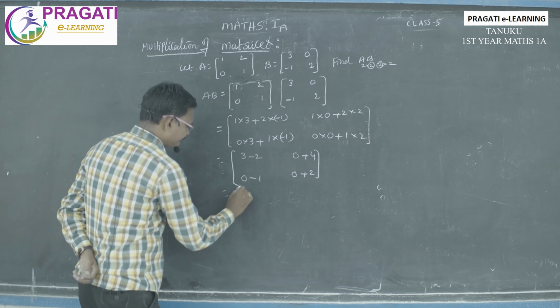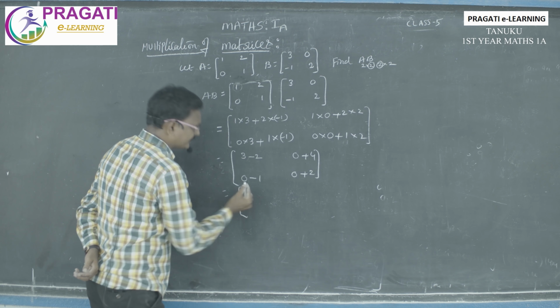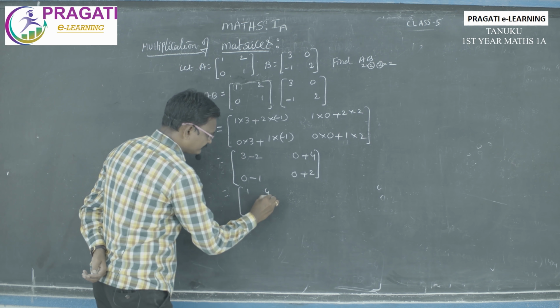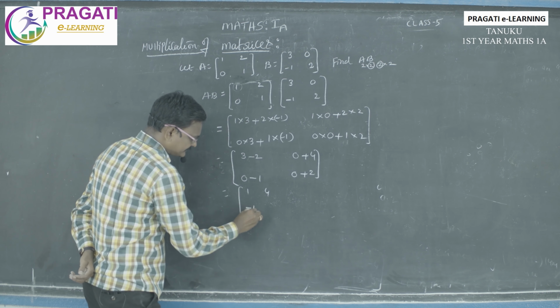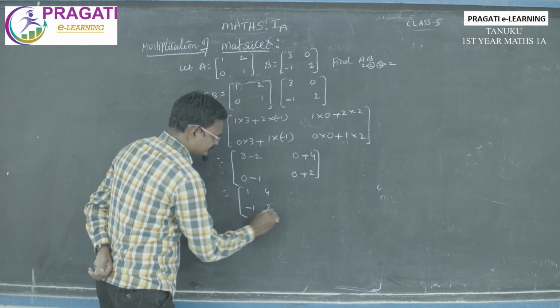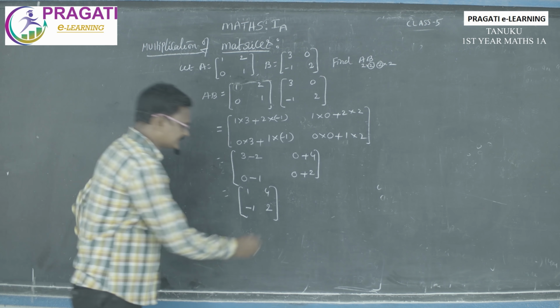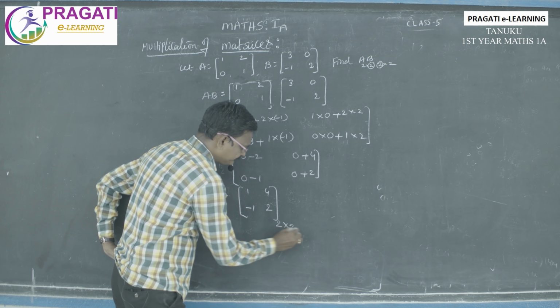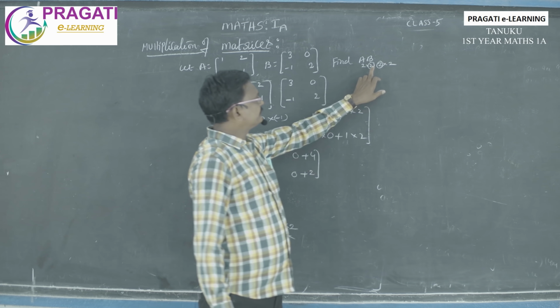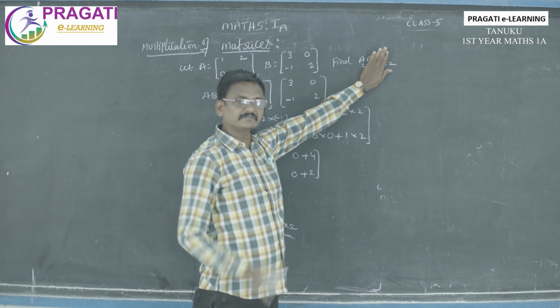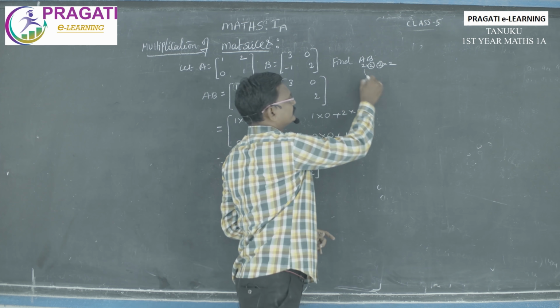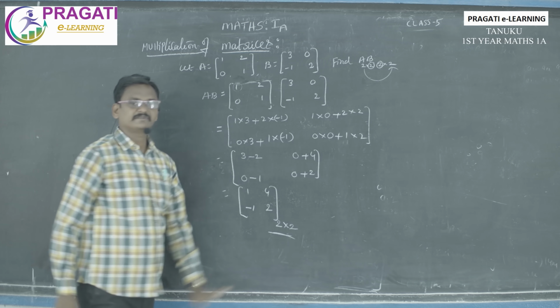So finally 3 minus 2, 1; 0 plus 4, 4; 0 minus 1, minus 1; 0 plus 2, 2. So this is the answer. Just verify the order. This order is 2 by 2. I told you already previously these two are the same, so the order of the resultant matrix is 2 by 2. So we can get it in this way.